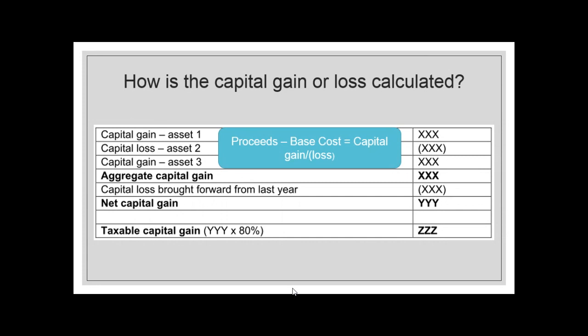So any losses in prior years, you can only offset against any capital profits that you make in the future. Okay, so that is the difference between the two. Why 80%? That is the inclusion rate as per the Act. So for a company it is 80%, for an individual it will be 40%. Okay, are you guys all right with that?